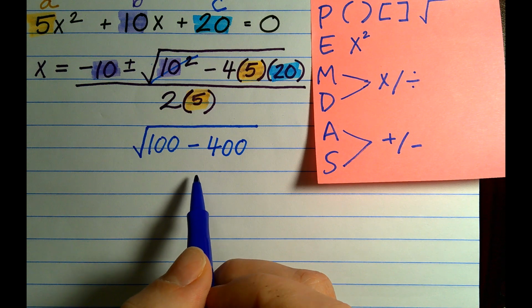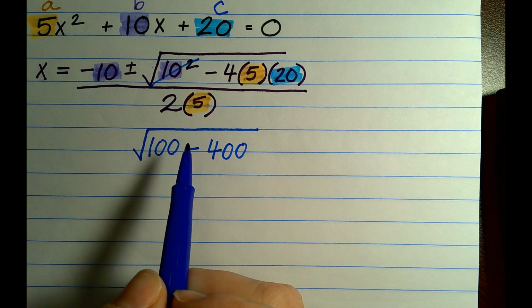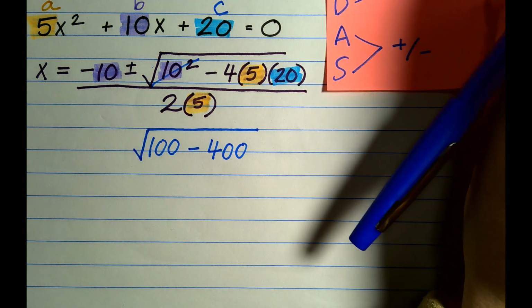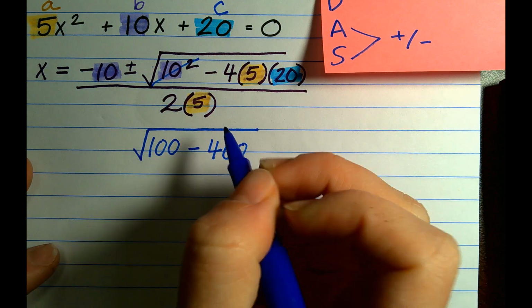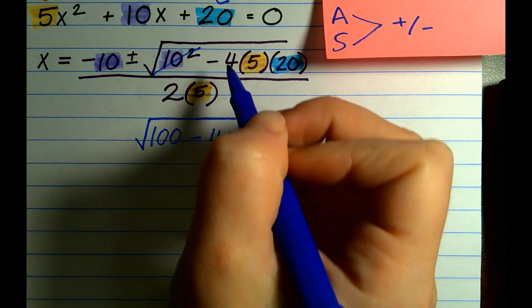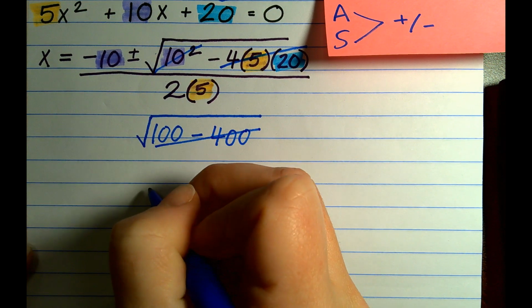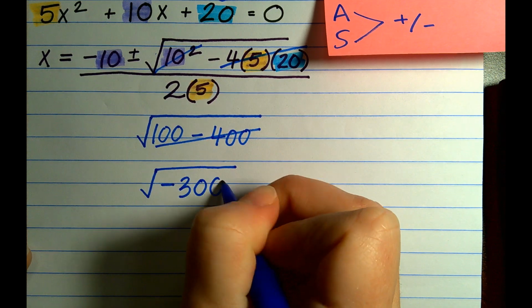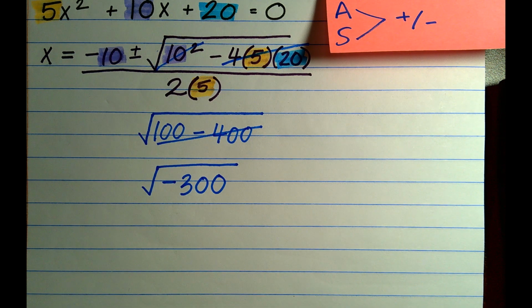Okay. Now, I know that under my square root, I still need to do 100 minus 400. What's that going to give me? Negative 300. Good. So I'm going to move down one more step and say, now I have negative 300. So we've done everything under the square root. We're done with that part. What should we do next?